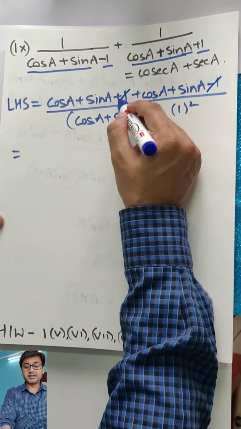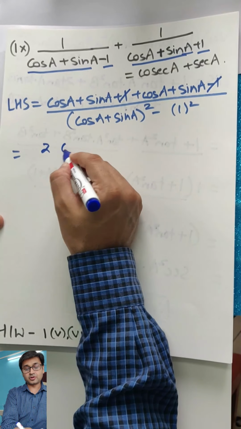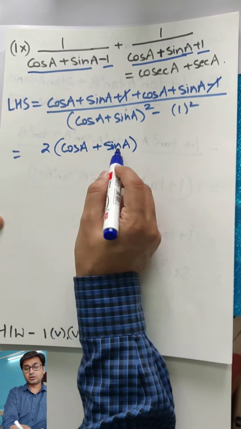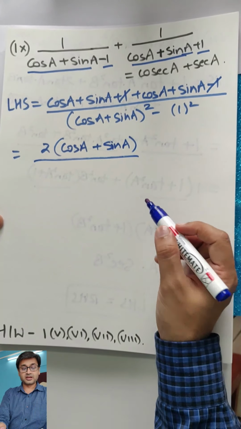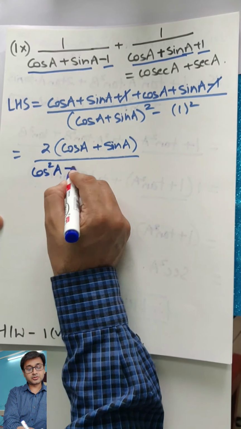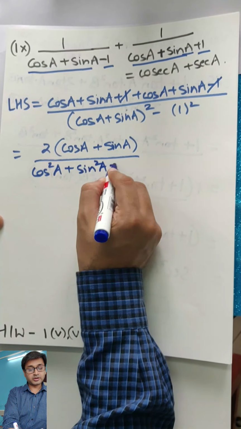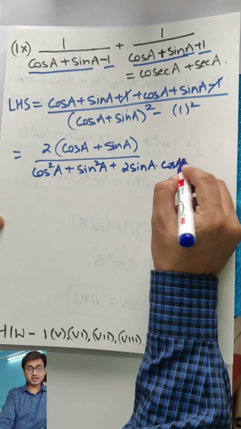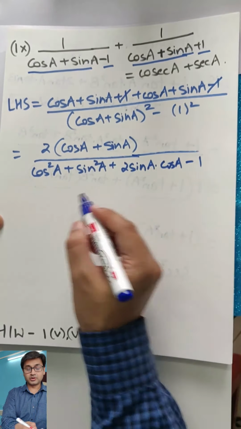Further, plus and minus gets cancelled. I get 2 times cos A and 2 times sin A. So I am pulling out 2 common straight away. That much mental math I know. Denominator A plus B whole square. Let's apply. A square, B square, 2 times AB. Correct? Minus 1 square is 1.